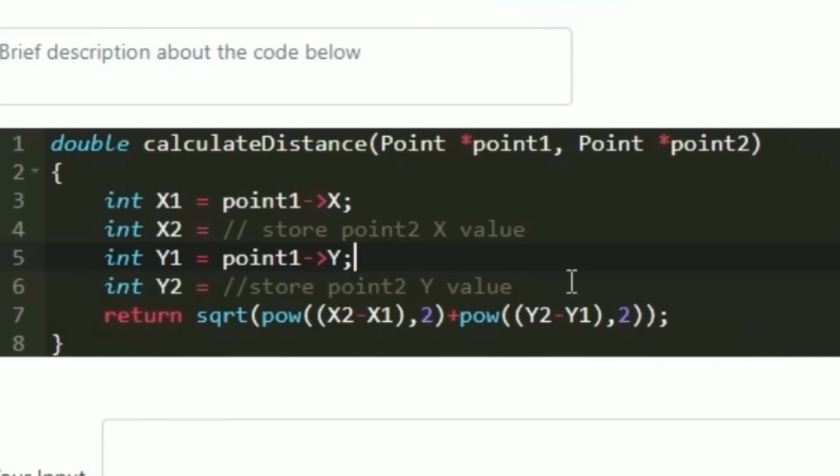Now we know the values of x1, x2, y1 and y2, so using the formula we can calculate the distance. The formula is the square root of (x2 minus x1) the whole square plus (y2 minus y1) the whole square. Within the square root I am calculating the square of x2 minus x1 and y2 minus y1, adding them, and returning the square root of it. In the main function it will be formatted up to 2 decimal places and we will be printing the output. This is how we can define the function named calculateDistance so that we will be getting the correct output. Thank you for watching.